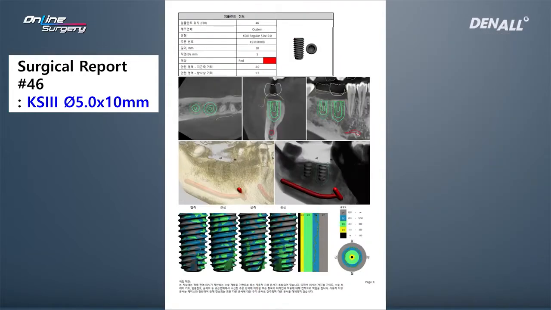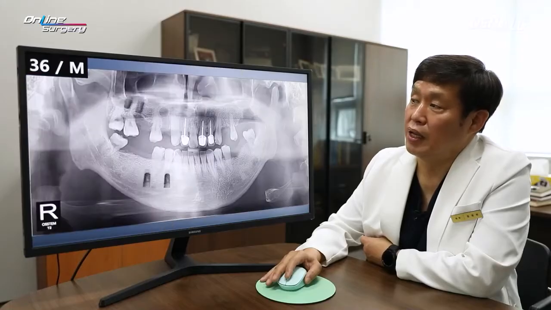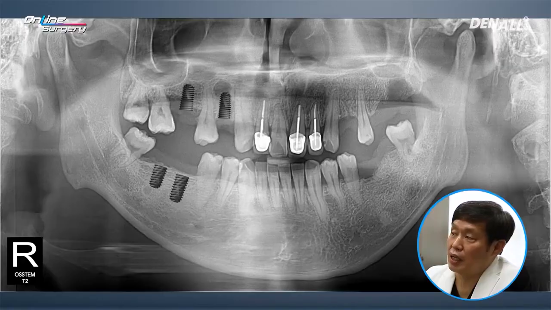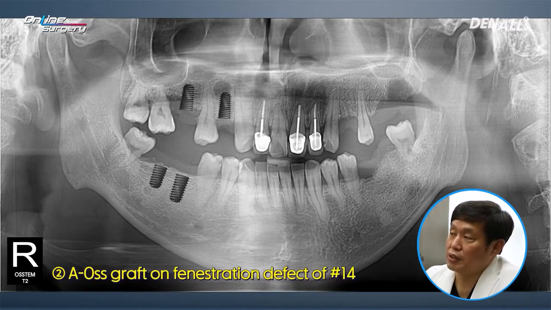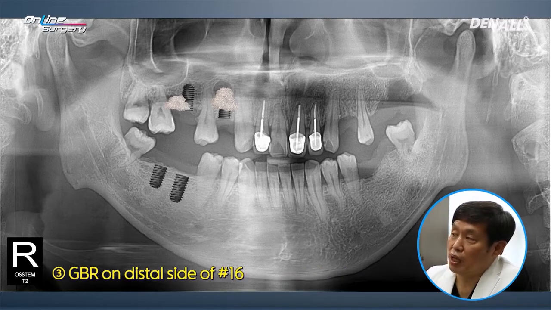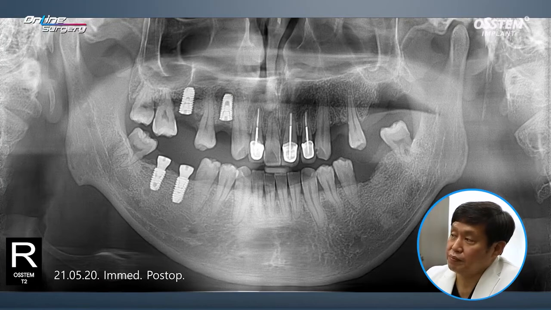In number 46, KS3 5.0 by 10 millimeter, and number 47, 5.0 by 8.5 millimeter was planned. Four implants were to be placed in the upper and lower. In the case of number 14, bone graft was to be done on the buccal defect as well as the extraction socket. And for number 16, on the distal side, a GBR was to be done in the area where alveolar bone is lost.